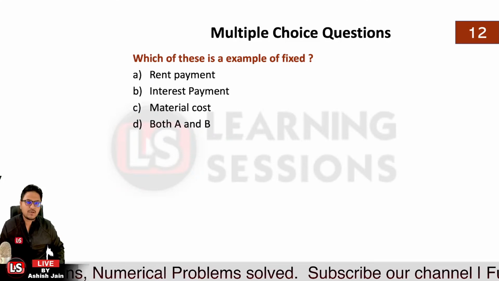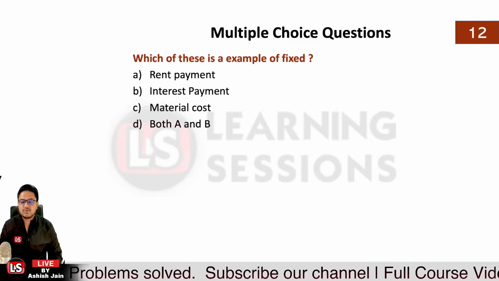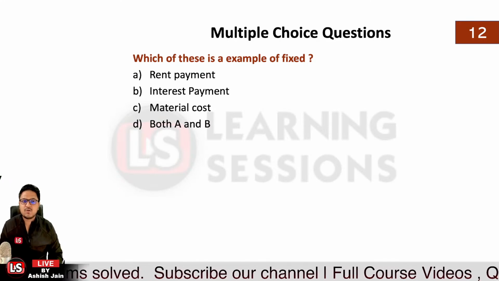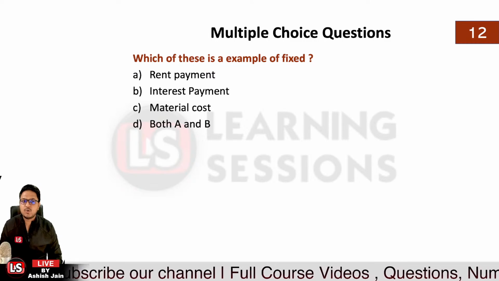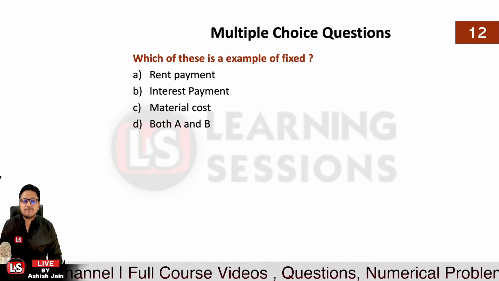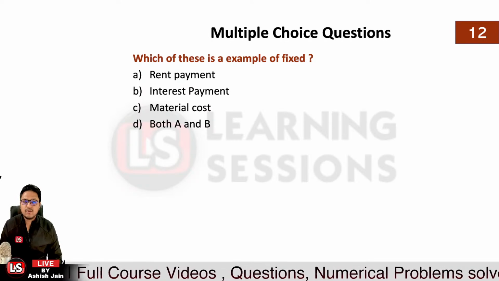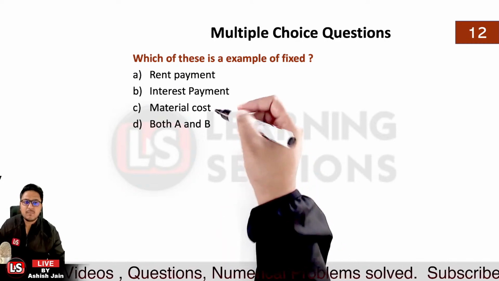Now let's move to question number 12. It says, which of these is an example of a fixed cost? Rent payment, interest payment, material cost, both A and B. So which of the following are examples of fixed cost? When you're paying the rent, is it a fixed cost? Yes, it's a fixed cost that you're paying.